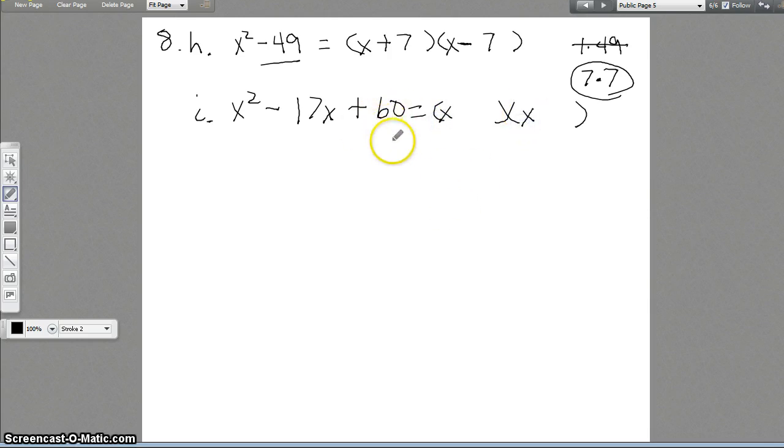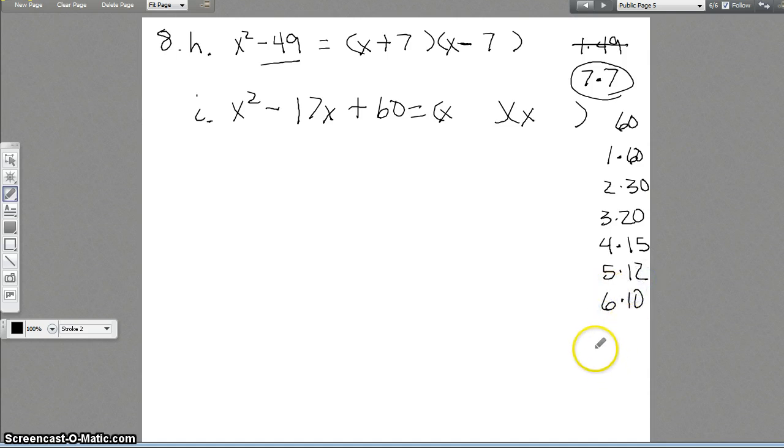Now, what numbers can we multiply to get 60? Well, we've got a lot of options to get 60. So I'm going to come over here to the right and make a list of all the things that can multiply to 60. We've got 1 times 60, 2 times 30, 3 times 20, 4 times 15, 5 times 12, and 6 times 10. That's a lot of combinations.